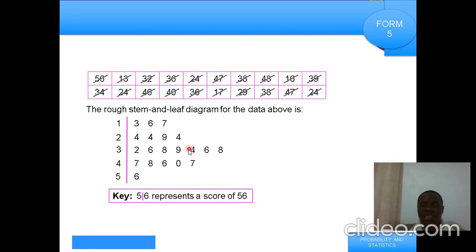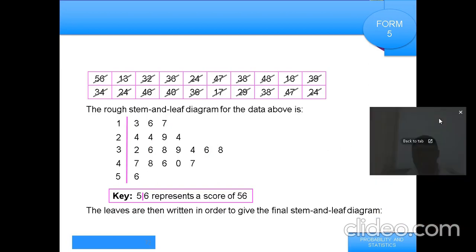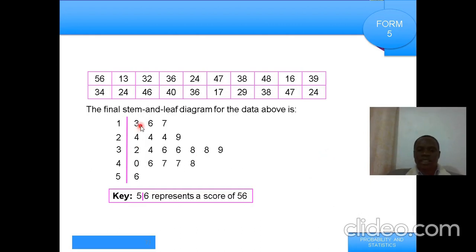Okay, so the data is here, though it's not in order, but the trunk is in order. These numbers can be ordered later. So this is an unordered stem and leaf. Then there's also an ordered stem and leaf. This is just the same thing. The leaves are then written in order to give the final stem and leaf diagram. So look at this, the final one, which is ordered. You see, small number 3, then 6, then 7, 4, 4, 4, 9, 2, 4, 6. Now it's in order, right?